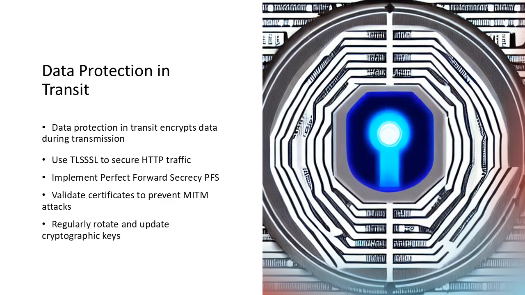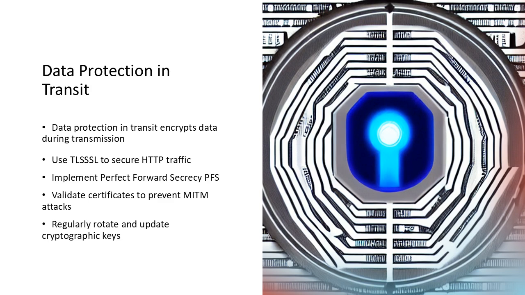1. TLS/SSL. Like locking a safe box, TLS, transport layer security, and SSL, secure sockets layer, ensure that all HTTP traffic is encrypted between your device and the server. 2. Perfect forward secrecy, PFS. This is like using a new key for each message. It prevents hackers from decoding past conversations even if they intercept future ones.